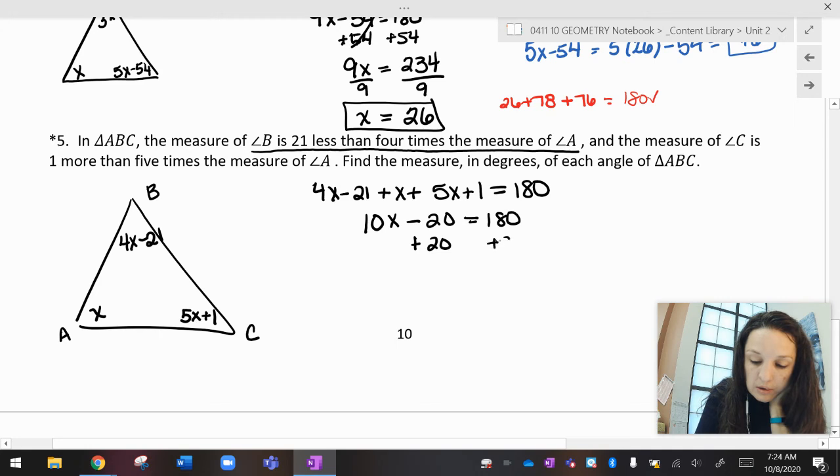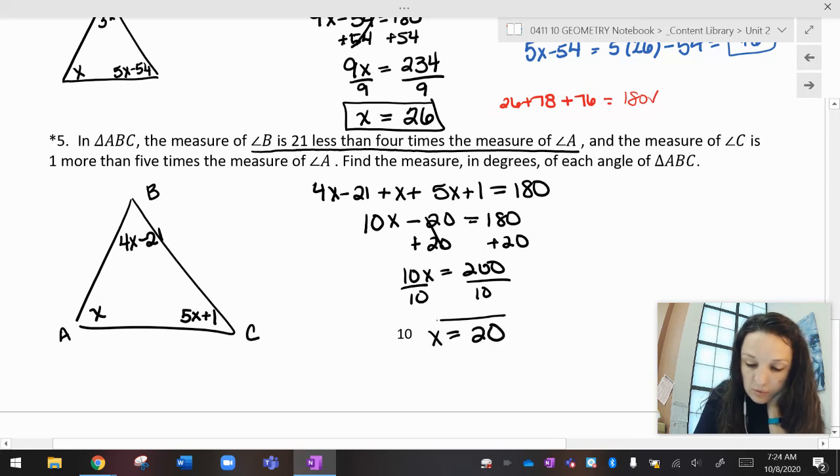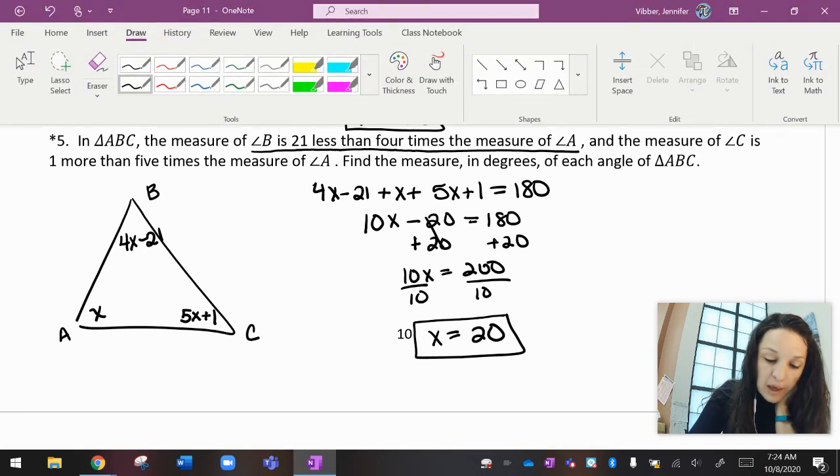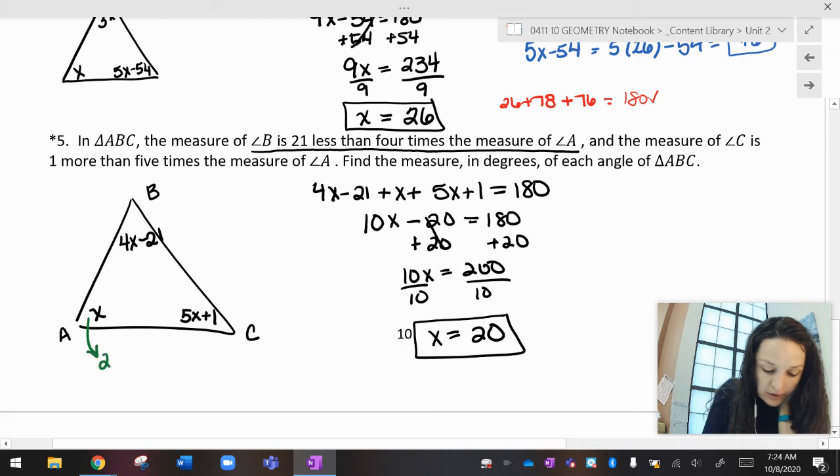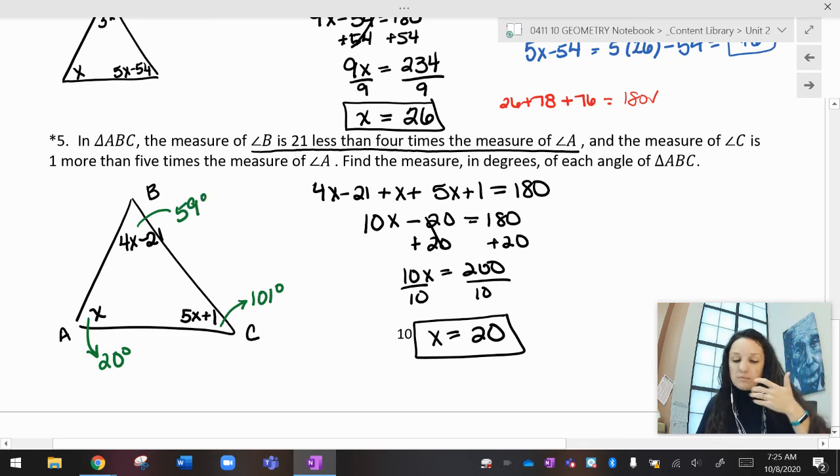Add 20. Divide by 10. I get x equals 20. And it says find the measure in degrees of each angle of ABC. So A is 20 degrees. C is 5 times 20 plus 1. That's 101 degrees. And then B is 4 times 20 minus 21. So 80 minus 21 is going to be 59 degrees. That would be an obtuse scalene triangle because I have an obtuse angle.